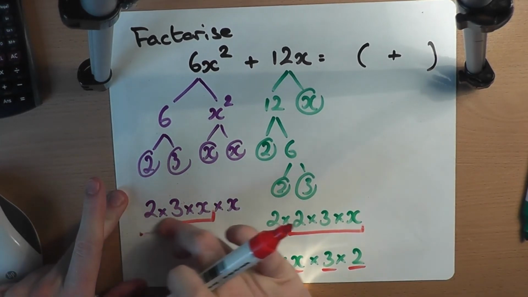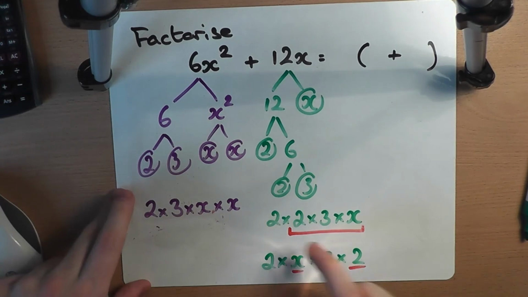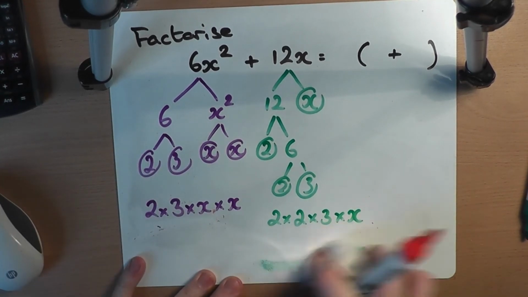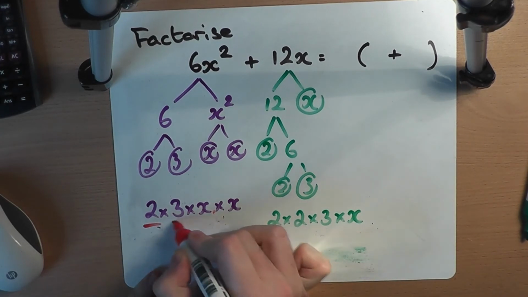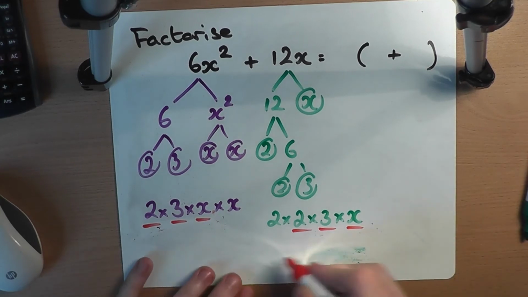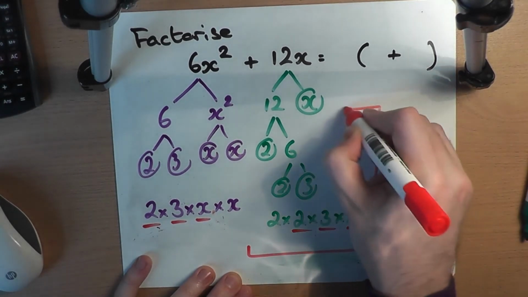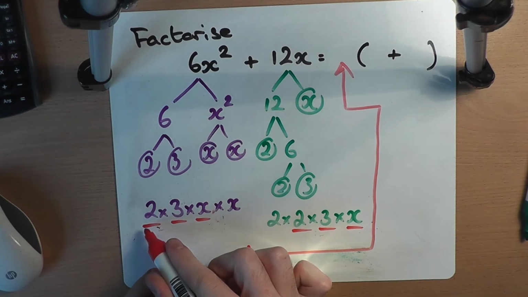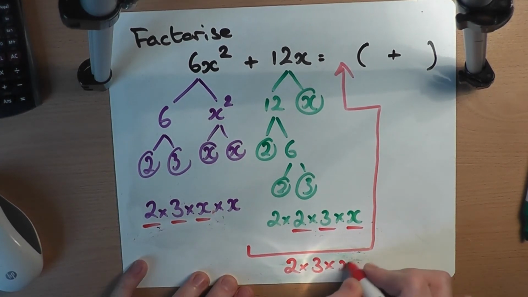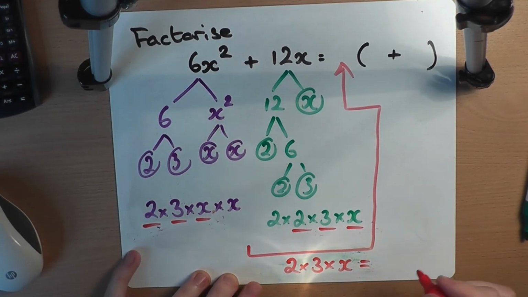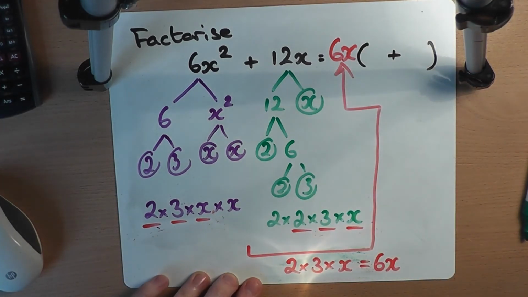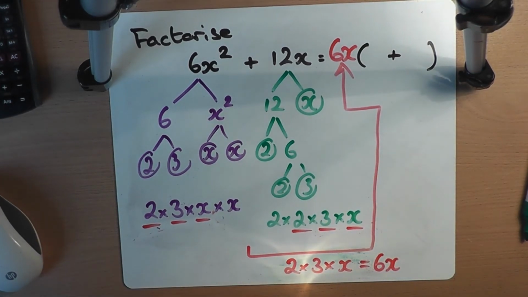So really, it might be easier, or perhaps better, to instead write that there is a 2, a 3 and an x, a 2, a 3 and an x. So the stuff that turns up in both is 2 times 3 times x. Now 2 times 3 times x is 2 times 3, 6, times the x is 6x, and 6x is common to both. So 6x goes on the outside of the bracket.